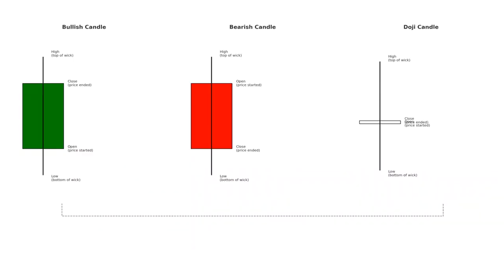Welcome traders and investors. Today we'll be looking at candlestick charts. So what are candlesticks? Candlestick charts are one of the most popular tools in trading.